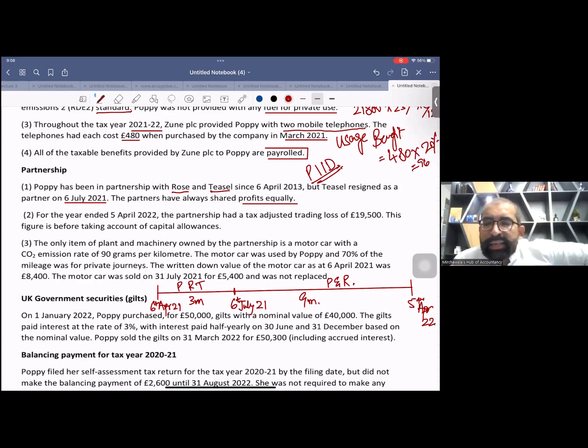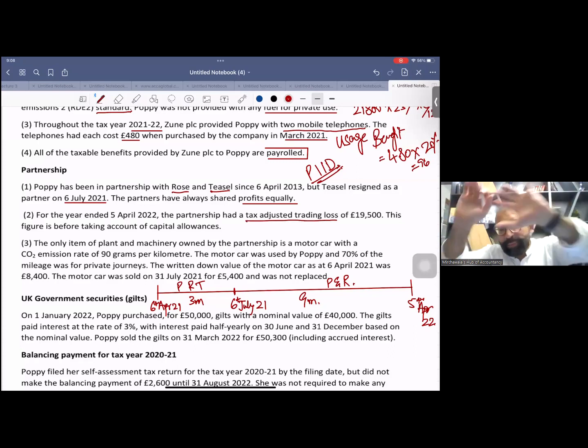When there are 3 partners, equal means 1/3, 1/3, 1/3. And in the last 9 months, when just the 2 partners are left, equal means 50-50. Easy thing, not a big thing. Now, for the year ended 5th April 2022, the partnership had a tax-adjusted trading loss.